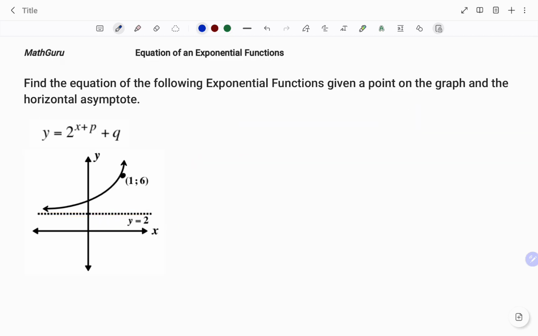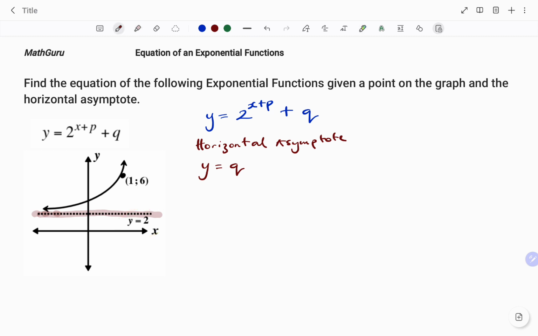In the second example, we have to find the equation of the following exponential function given a point on the graph and the horizontal asymptote. So we've been given the equation of the function as y equals 2 to the power of x plus p plus q. As mentioned earlier, the horizontal asymptote y is equal to the value of q. And if I go back to the diagram, the horizontal asymptote is the dotted line as shown, which has the y-intercept at y equals 2 as shown.